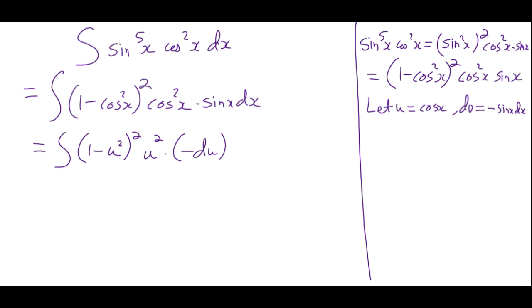And from there, we can now just expand this. So that's going to be 1 minus 2u squared plus u to the fourth, just squaring this. So imagine foiling it out: 1 minus u squared minus another u squared plus u to the fourth, times u squared. And yeah, we need to get rid of the negative at some point. So I could just put the negative out front here, or I can leave it there. Let's move it up front.